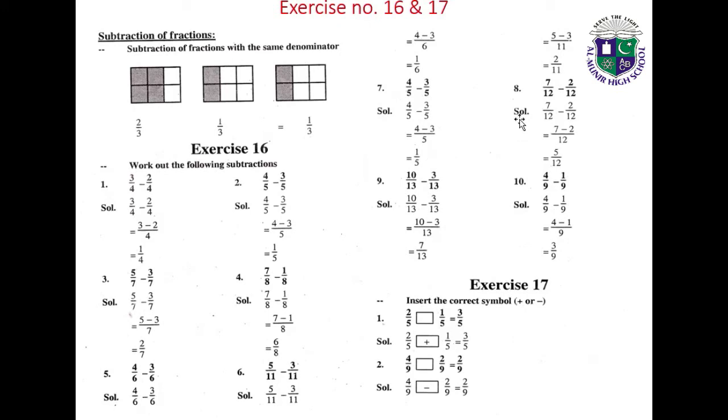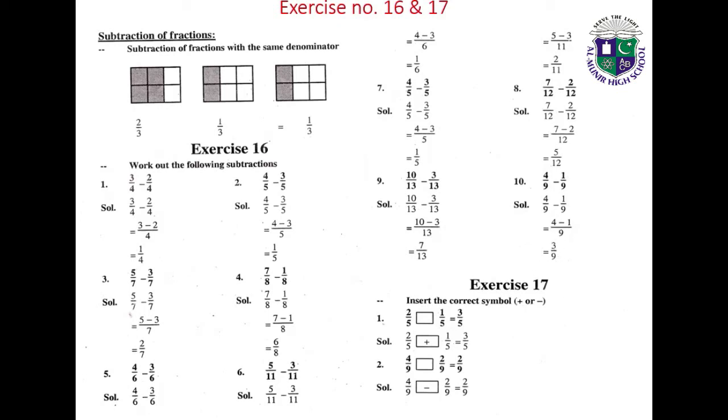Next question, question number 8. 7 over 12 minus 2 over 12. The 12 is the same, the common value is 12. 7 minus 2. The value of 2 subtracted from the value of 7, we get the answer 5. 5 over 12 is your answer. Next, 4 over 9 minus 1 over 9. The 9 is common. 4 minus 1 equals 3. 3 over 9 is your answer.